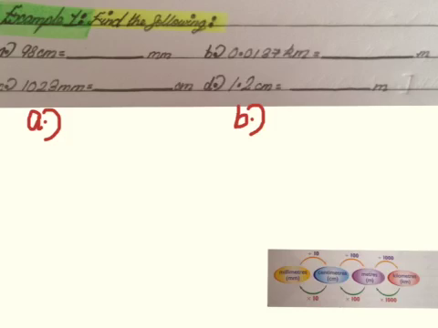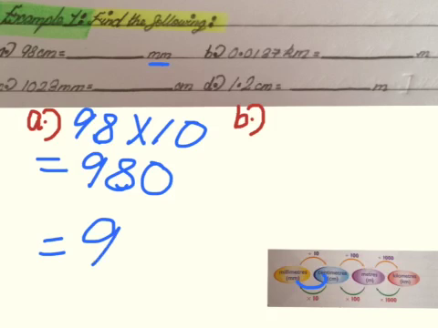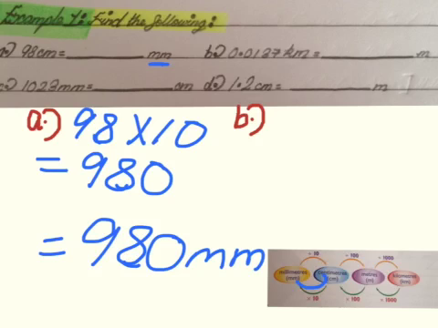Example 1. So let's get started with the first example. Find the following. As you can see, it is 98 centimeters into millimeters. As we can see in the chart, centimeters to millimeters is times by 10. So we go 98 times by 10 equals 980. But remember, they're asking millimeters. That means that 980 millimeters is also 98 centimeters.